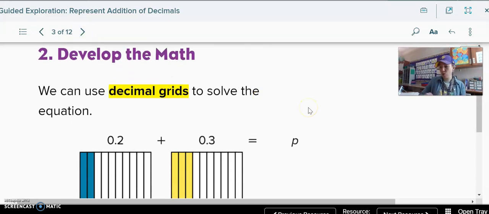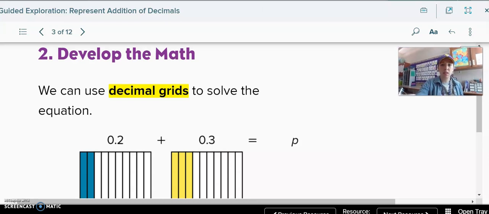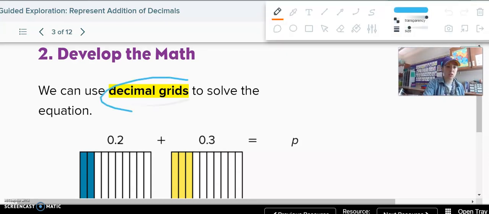So in your notes, go ahead and write one strategy for adding decimals is using decimal grids. Or you can even just write decimal grids. So to sort of visualize what's happening and how big the numbers actually are using decimal grids.